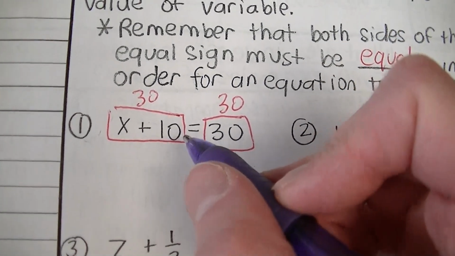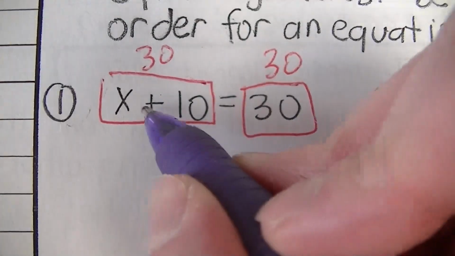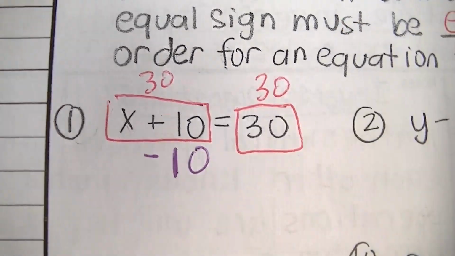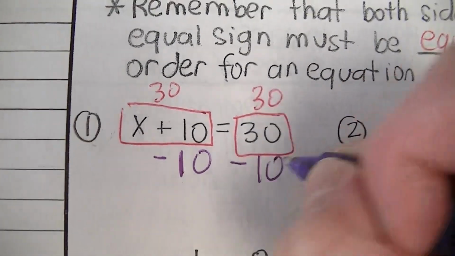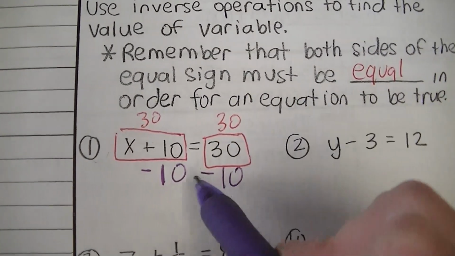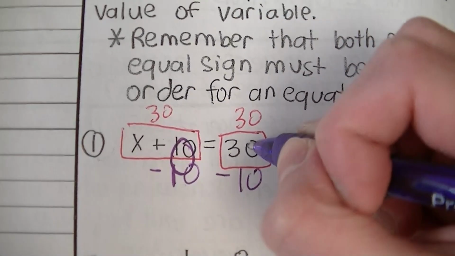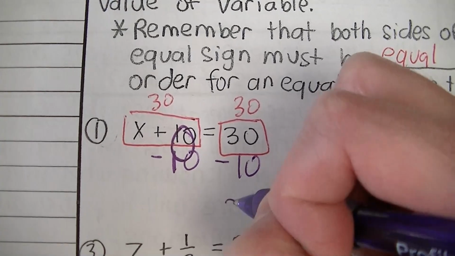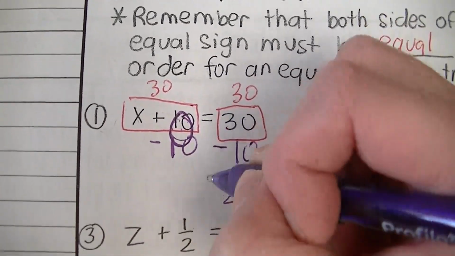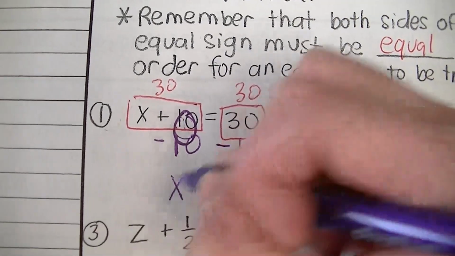But anyway, I taught you about inverse operations. So the opposite of plus 10 is to subtract 10. And you're going to do that to both sides of the equal sign. Okay? So 10 minus 10 is 0. 30 minus 10 is 20. So that's gone. The equal sign is still there. The value of x equals 20.